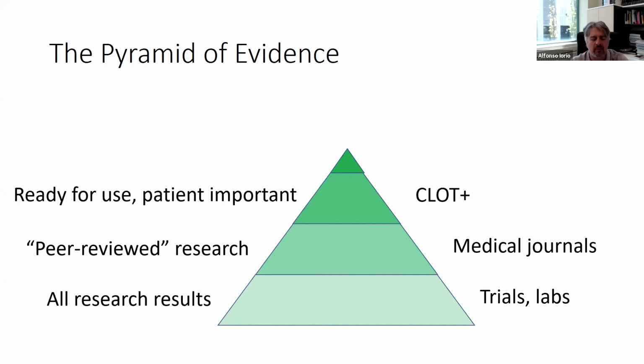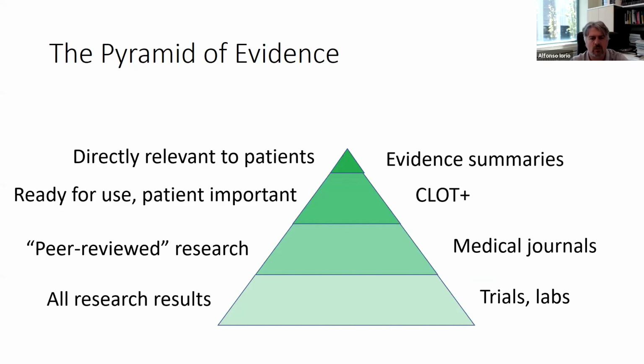Evidence summaries are meant to be directed to patients. PAIN Plus is collecting what doctors treating pain, nurses treating pain, physiotherapists treating pain would need to know because it's relevant for patients and ready for use. But the piece that is important that patients directly know about is a smaller subset. And where you find what is directly relevant to patients, ideally, this is what we summarize in the evidence summaries. Maybe not all of them, but we try at least to summarize only what is directly relevant to patients.